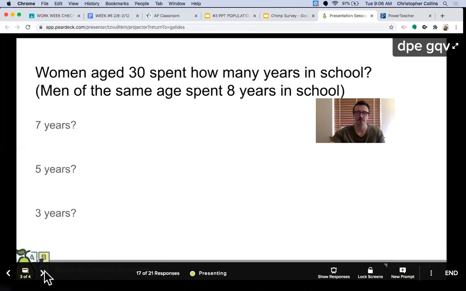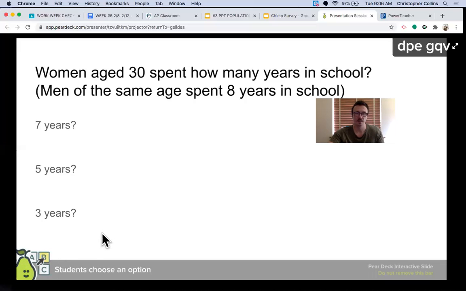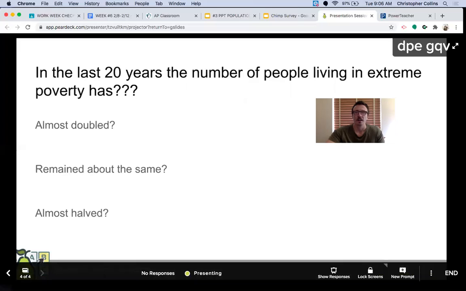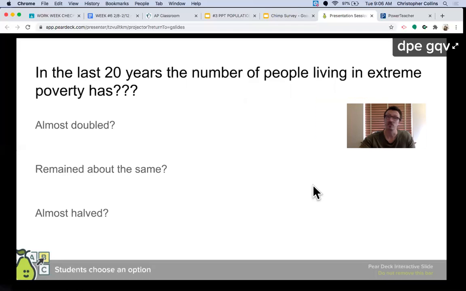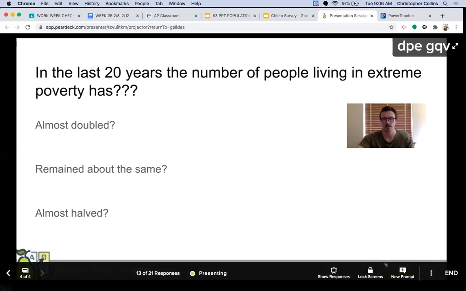Okay, and then the last question. In the last 20 years, the number of people living in extreme poverty has doubled, remained the same, or almost halved. So, has the number of people living in extreme poverty gone up? Has it stayed the same, or has it decreased? What do you think?